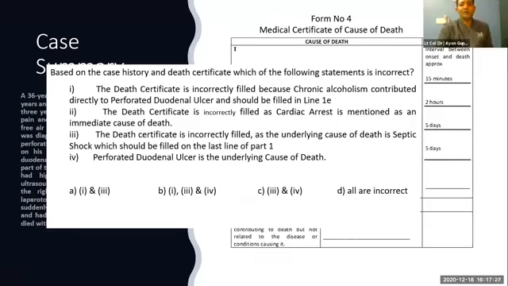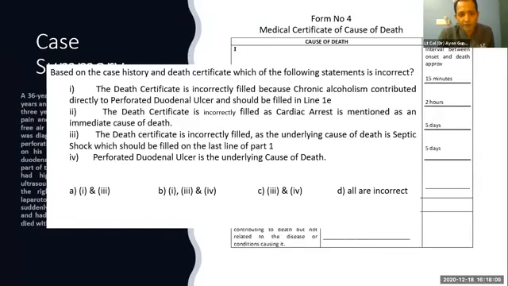Fine. So based on the case history and the death certificate, which of the following statements is incorrect? This death certificate is incorrectly filled because chronic alcoholism contributed directly to perforated duodenal ulcer and should be filled in line 1E. Death certificate is incorrectly filled as cardiac arrest is mentioned as an immediate cause of death. Death certificate is incorrectly filled as the underlying cause of death is septic shock, which should actually be filled on the last line of part 1, or perforated duodenal ulcer is the underlying cause of death. So I request you to read all these statements again.